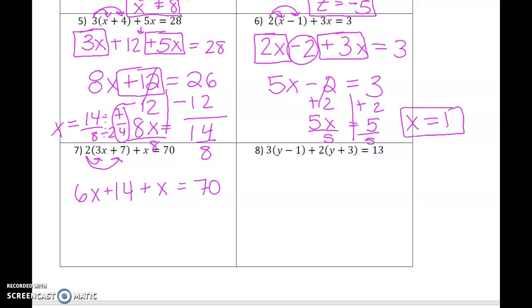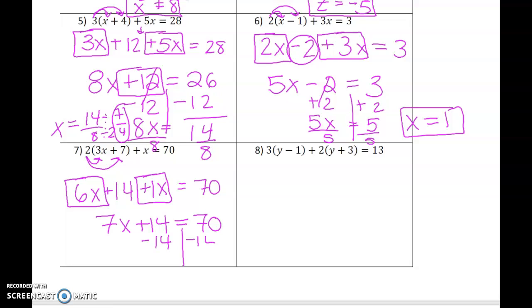Now, what I like to do is if I have a variable, so x without a coefficient or number out front, I'm going to put that 1, because I can multiply 1 by anything, and I'm still going to get the same number. And then I'm just going to combine like terms. So I have a 6x here, a 1x here, so that's 7x plus 14 equals 70. Now I'm going to subtract 14 from both sides, so I'm going to do the opposite of adding here. Now I get 7x equals 70 minus 14.